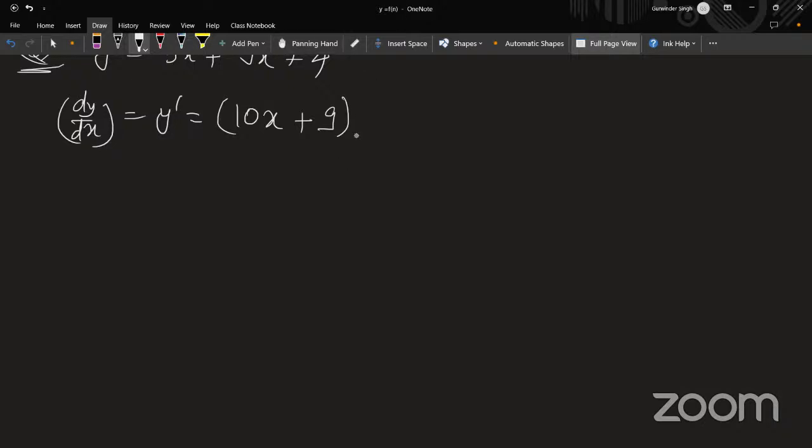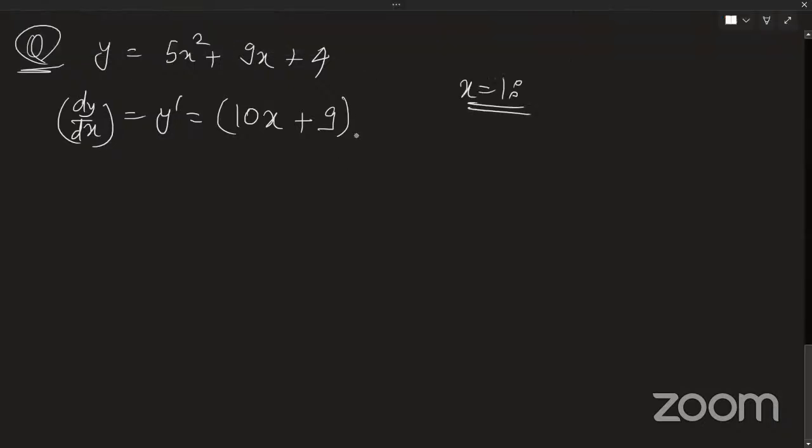Okay, great. So its slope at x is equal to 1. What is its slope at x is equal to 1?